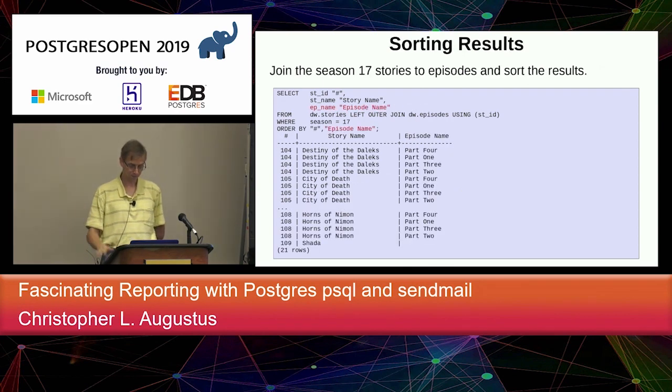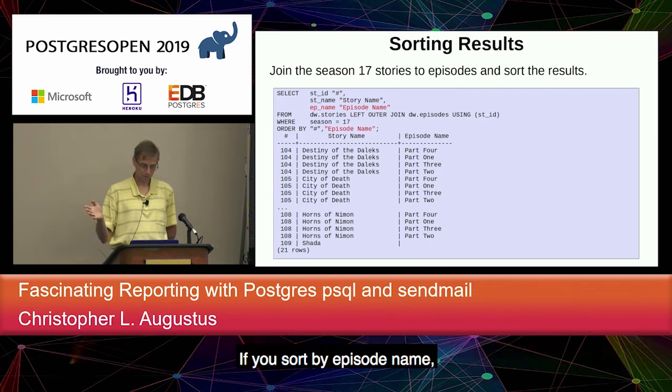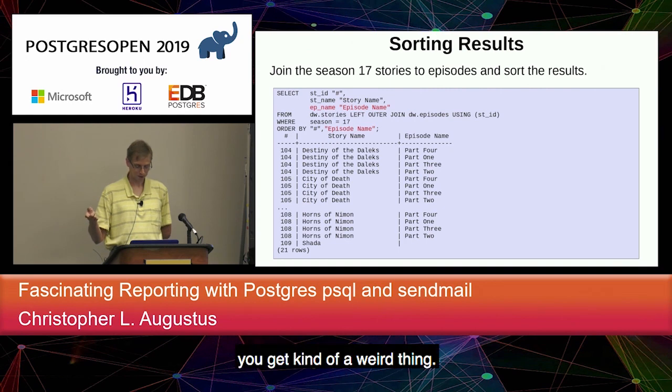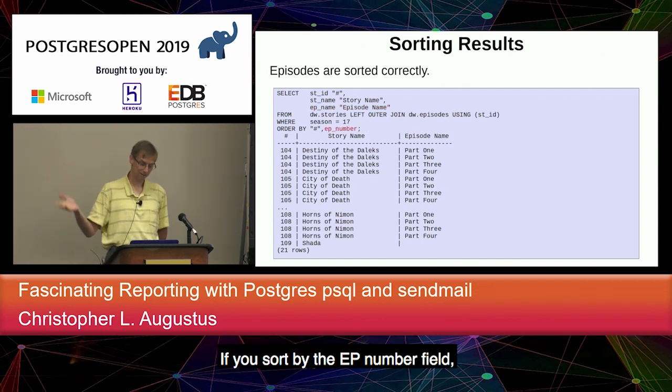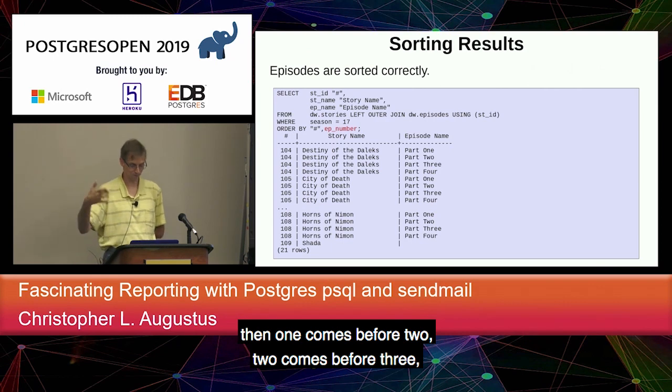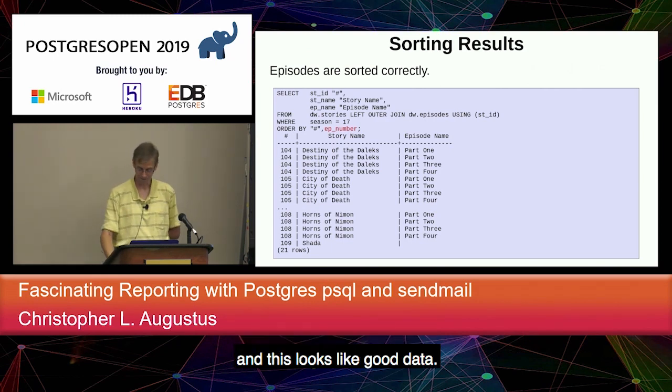And then a little slide on sorting. If you sort by episode name, you get kind of a weird thing. Four sorts before one alphabetically, and that doesn't look good. So if you sort by the EP number field, then one comes before two, two comes before three, and this looks like good data.